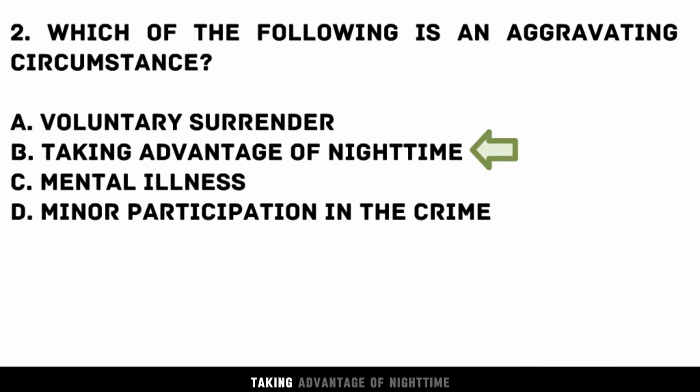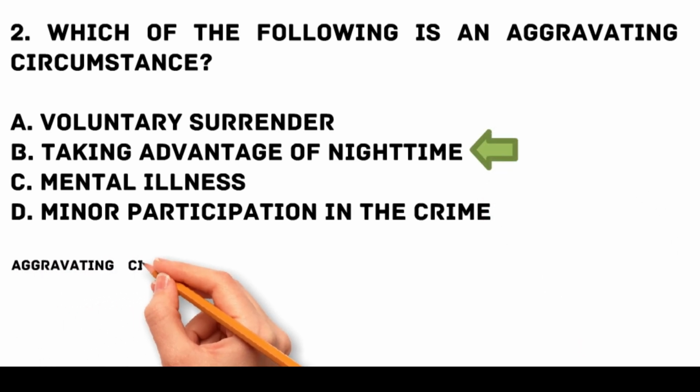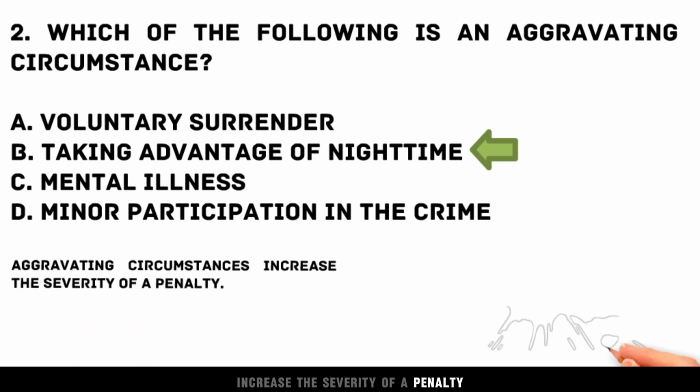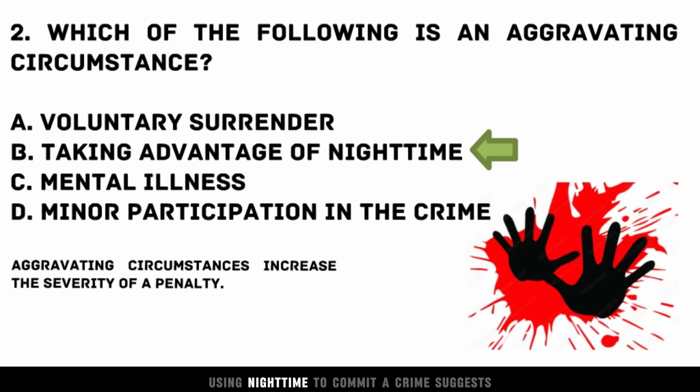Answer: B. Taking advantage of nighttime. Explanation: aggravating circumstances increase the severity of a penalty. Using nighttime to commit a crime suggests premeditation and the desire to hide the crime, making it more severe.